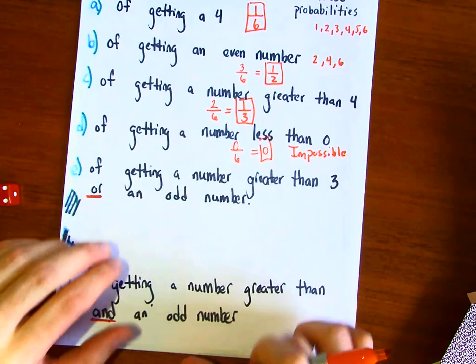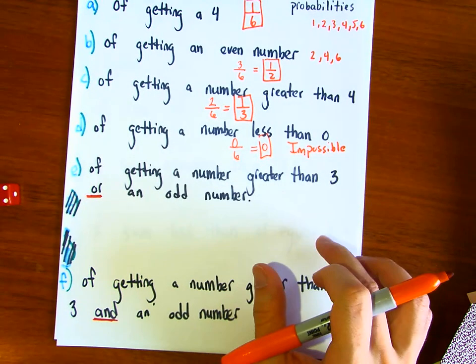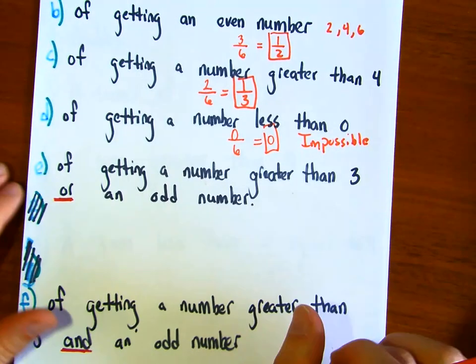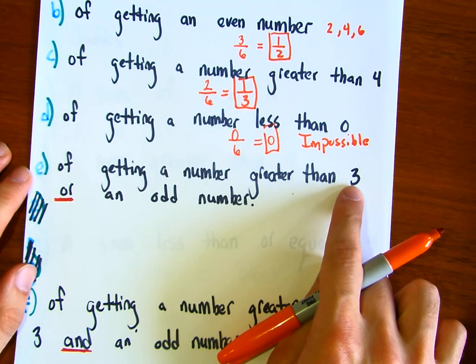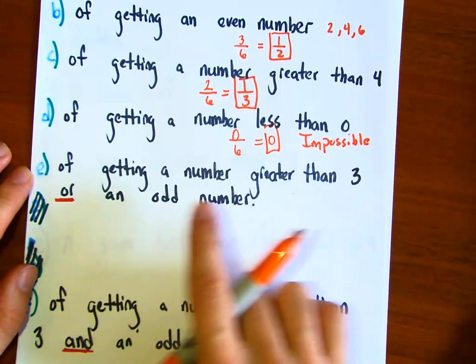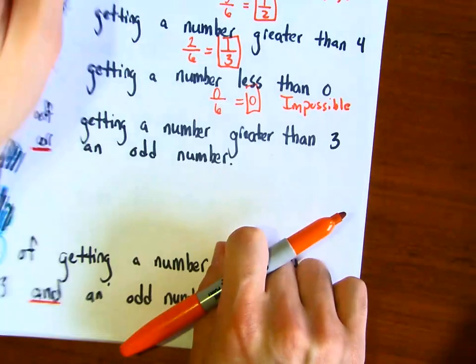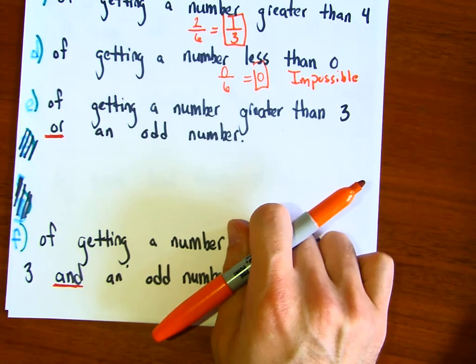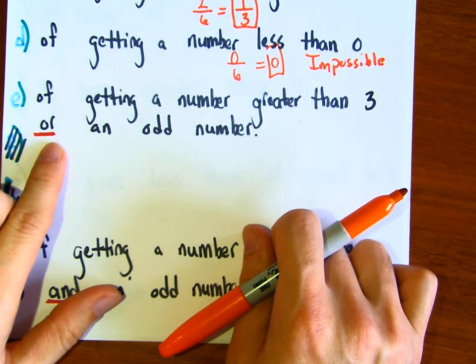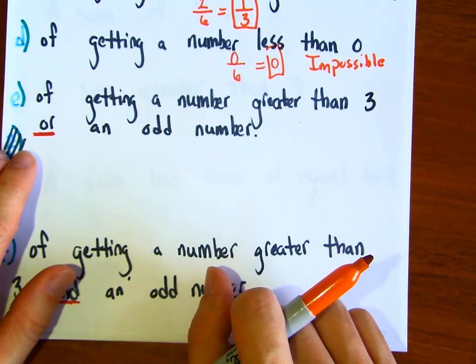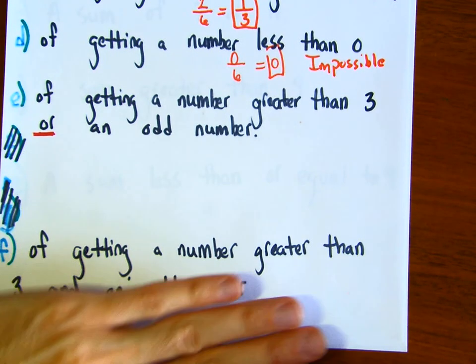What about letter E? Let's see. It says, what is the probability of getting a number greater than 3 or an odd number? Okay, I could see maybe some of you wanted to check out the last two very quickly, because this idea of or gets a little tricky. So let's just break this down one at a time.